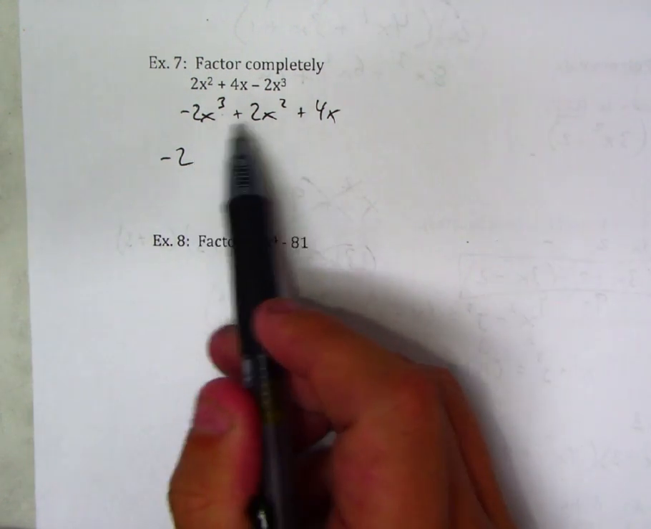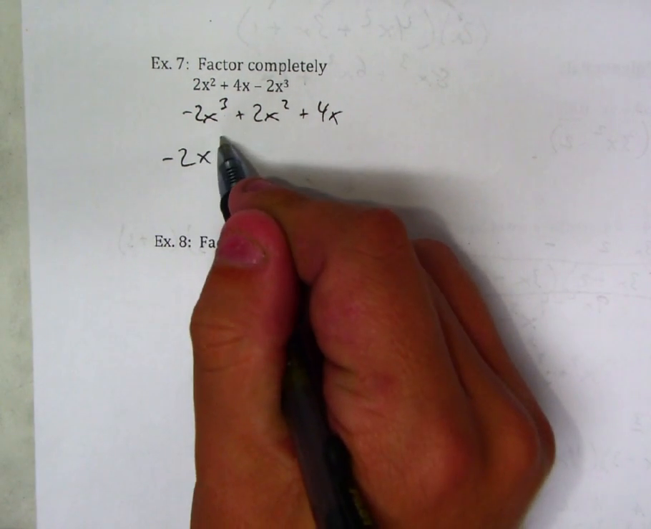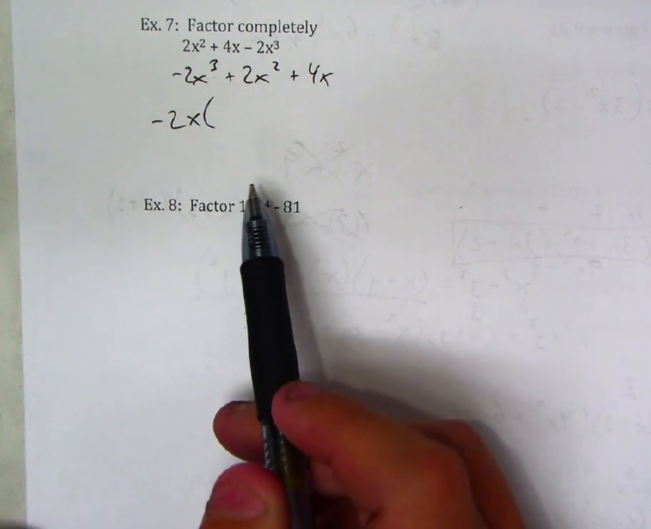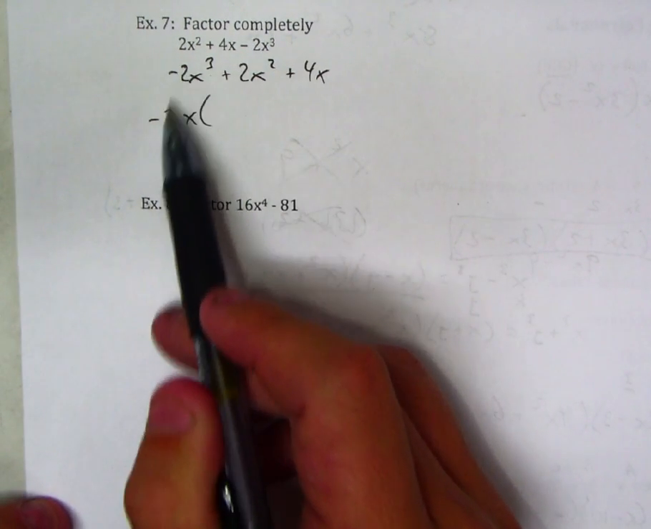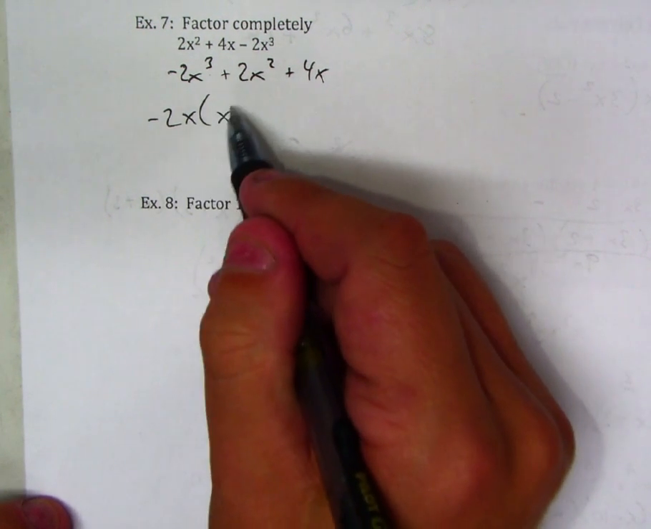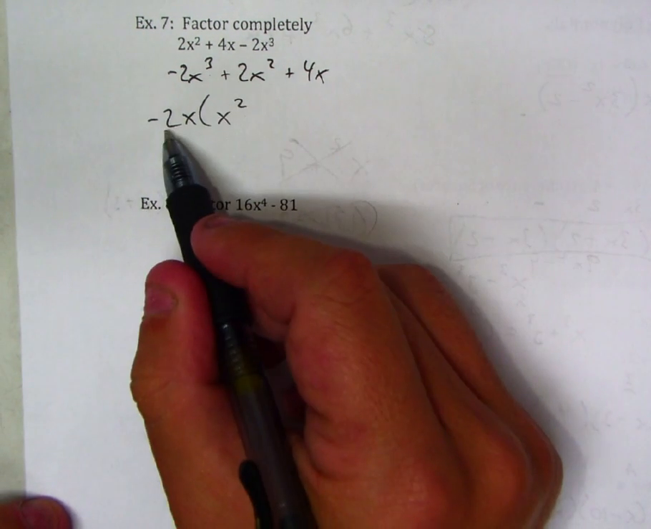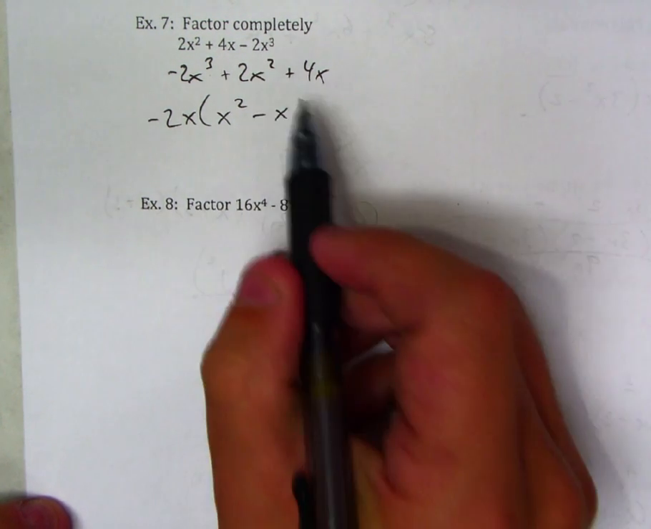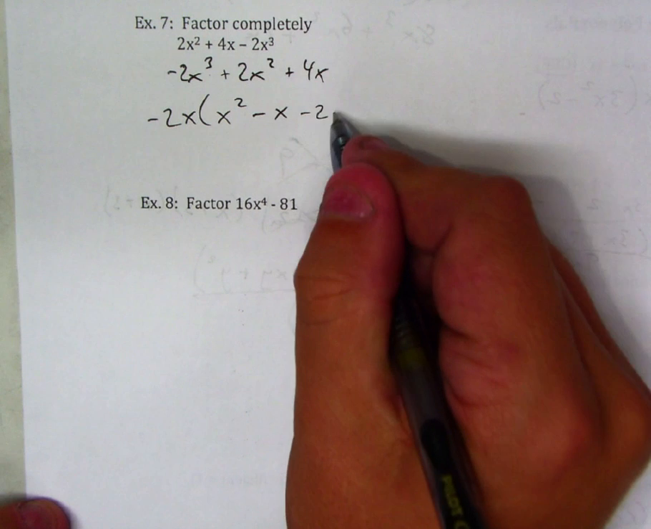And then I can also take out an x. And what that does for you is, with what's left, you're going to have a positive coefficient, which is easier to work with. So you're going to have positive 1x squared. 2 divided by negative 2 is negative 1, and then x. And 4 divided by negative 2 is negative 2. X is gone.